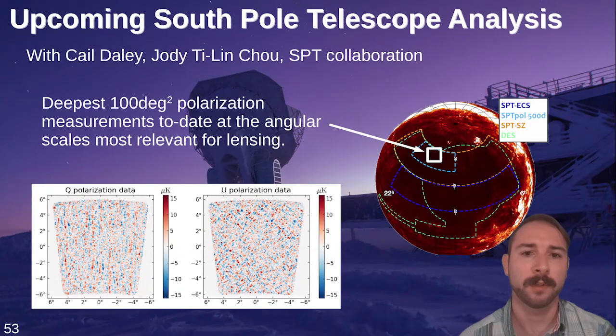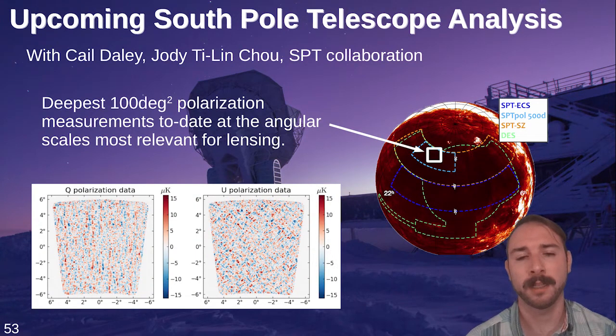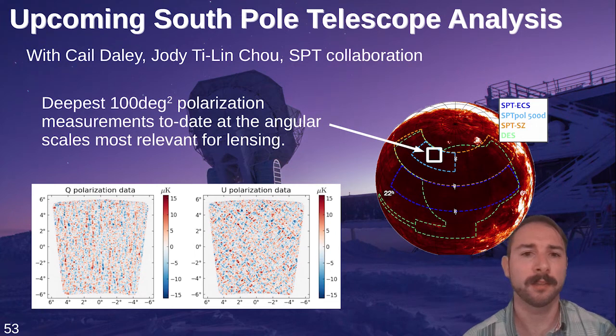To show you how this really works, let me present some preliminary results from an analysis I'm working on in the South Pole Telescope collaboration. This is using 100 square degrees of polarization data, basically the deepest taken to date at these angular scales relevant for lensing. And this is the work of a big collaboration, and in particular, I want to thank the people that you see listed here that have helped on this analysis.